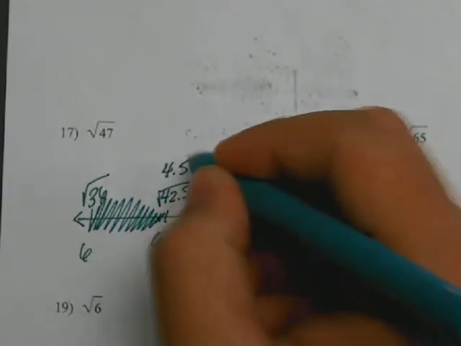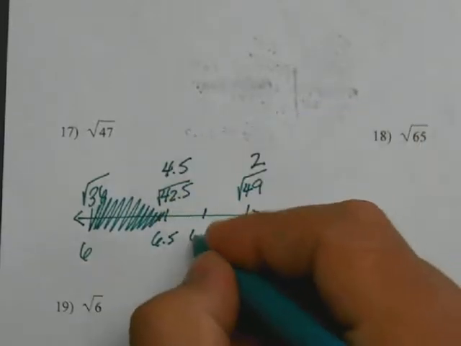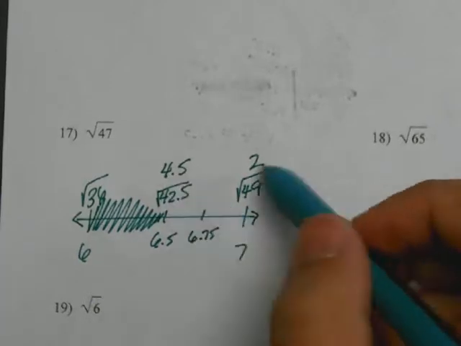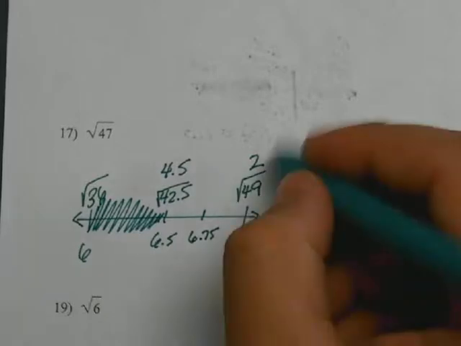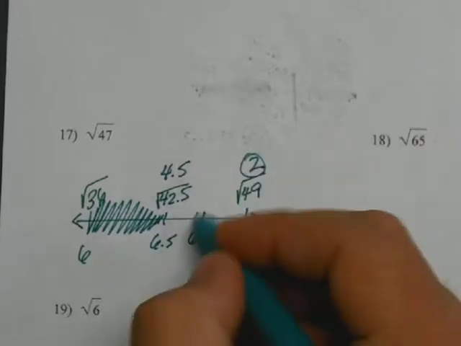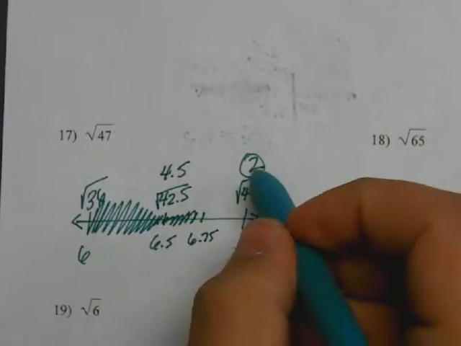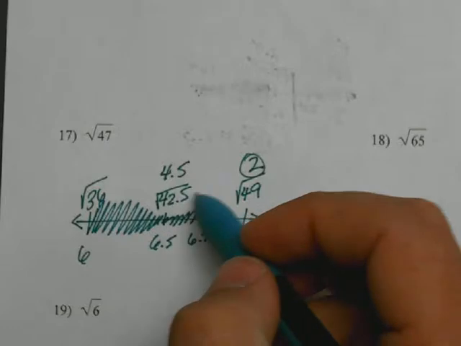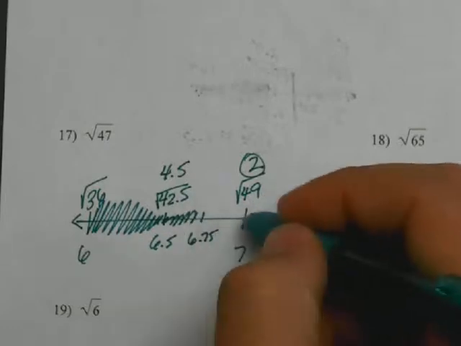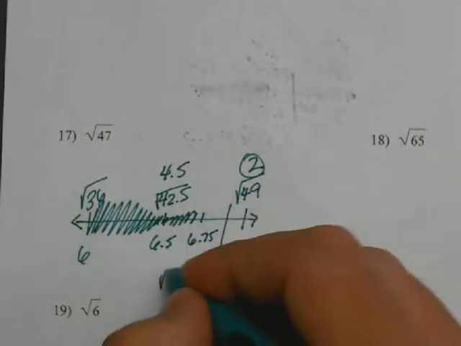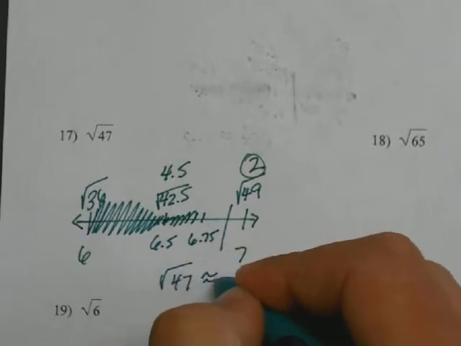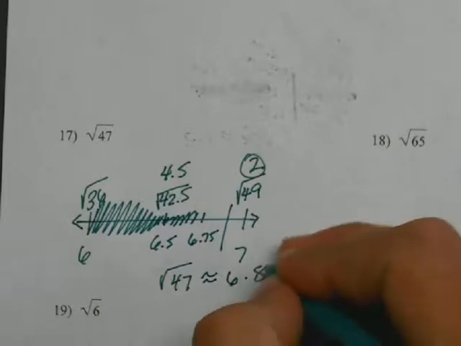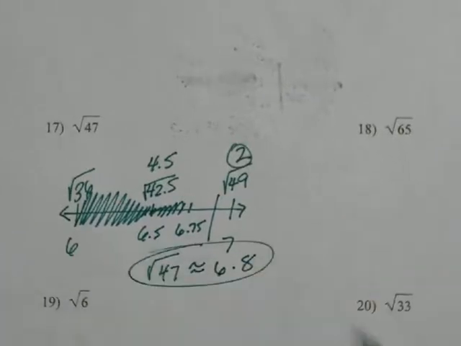Now, if the middle is 6.75, whichever number is smaller, it's going to be in that window. Since 2 is smaller, it's going to be on this side, so you can go ahead and shade in that side, because 47 is closer to 49 than 42.5 is. Okay, so it's going to be between this window. I'm going to just say the square root of 47 is approximately 6.8. Circle my final answer. You can check that with a calculator.